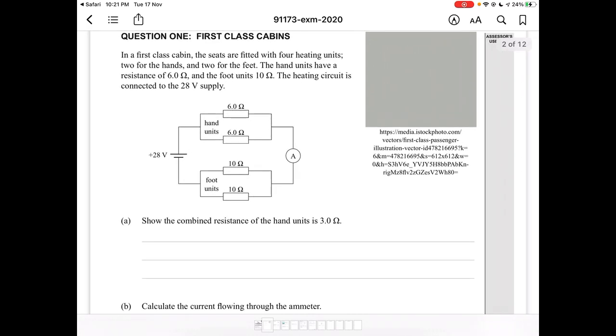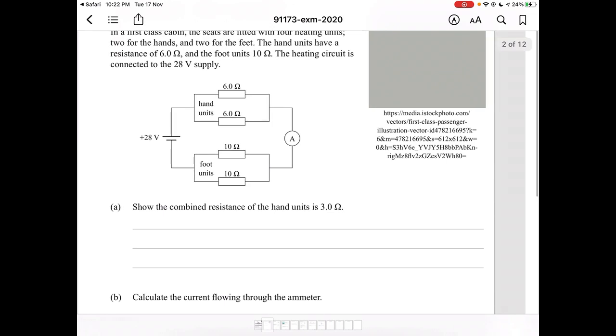Question 1, first class cabins. In a first class cabin, the seats are fitted with 4 heating units, 2 for the hands and 2 for the feet. The hand units have a resistance of 6 ohms and the foot units 10 ohms. The heating unit is connected to a 28 volt supply. Show the combined resistance of the hand units is 3 ohms.